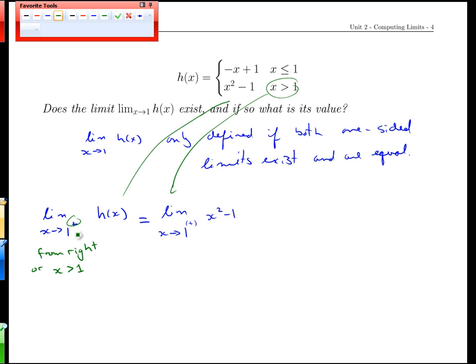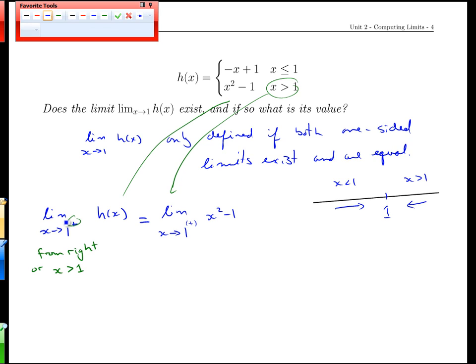So this substitution happens because we're coming from the right. If you're thinking ahead, you'd say, hey, what's going to happen when I come from the left? Well, x will be less than 1 if I'm coming from the left, and we would use the other formula. So let's just note that down here. This would be x greater than 1, and this will be x less than 1 when we come from the left.